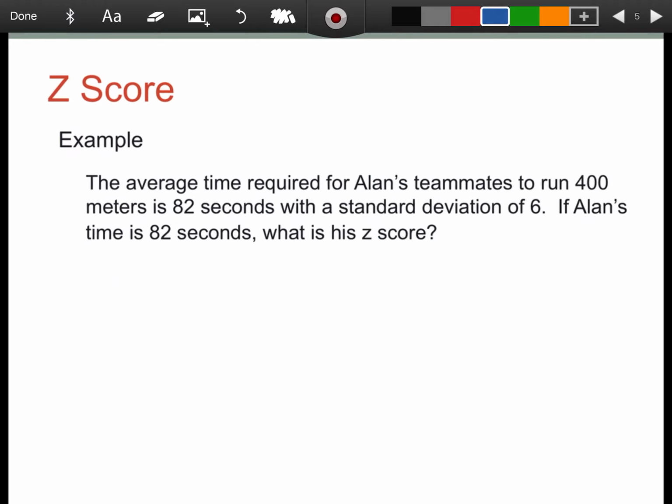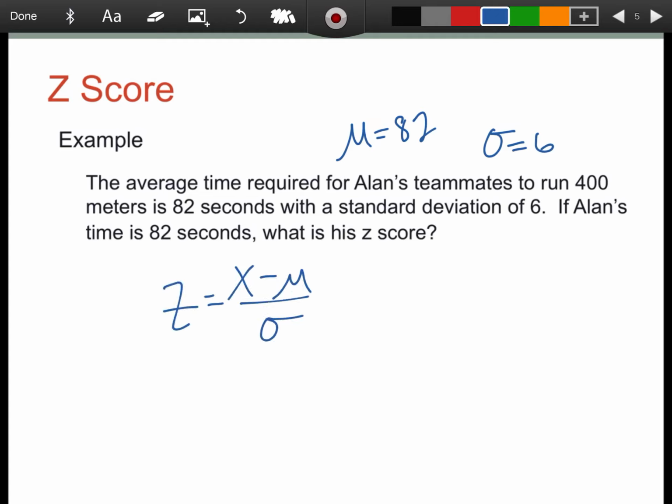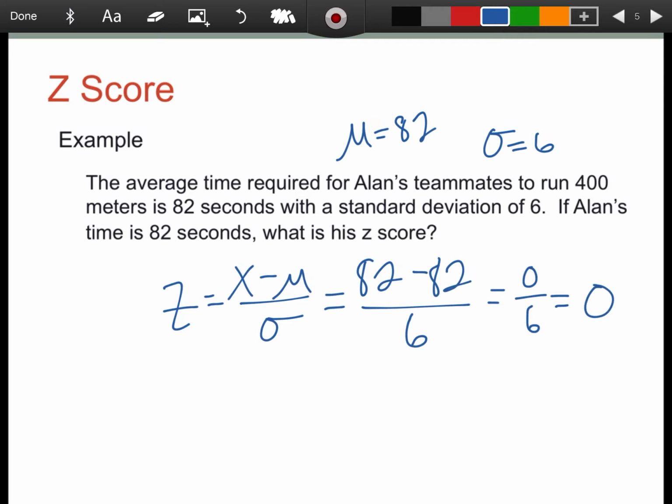All right, the average time required for Alan's teammates to run 400 meters is 82 seconds. So the mu, or the mean, is 82. The standard deviation is 6. And Alan's time was 82 seconds. So what's his Z-score? x minus mu all over standard deviation. His value was 82, the average was also 82, and the standard deviation was 6. So 82 minus 82 is 0 over 6, which gives me a Z-score of 0.